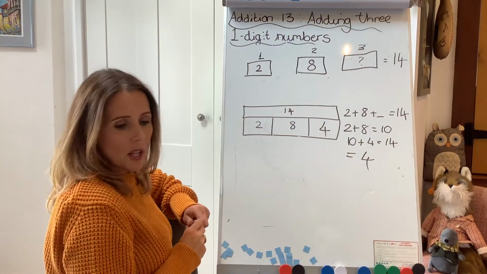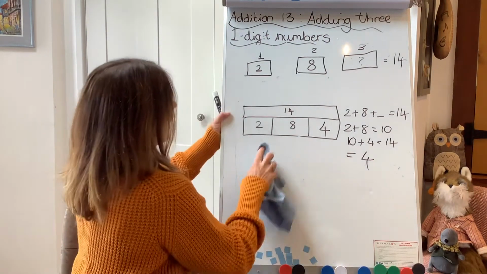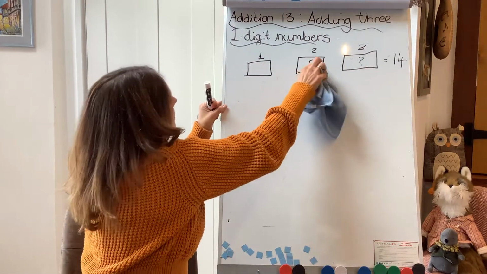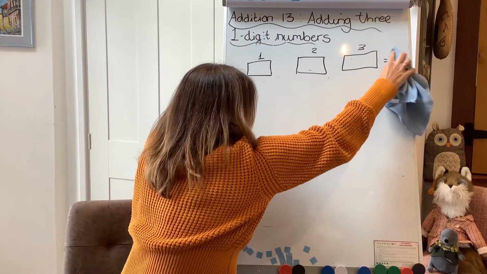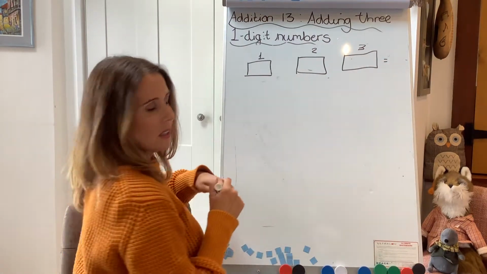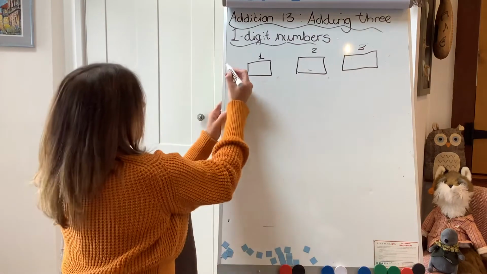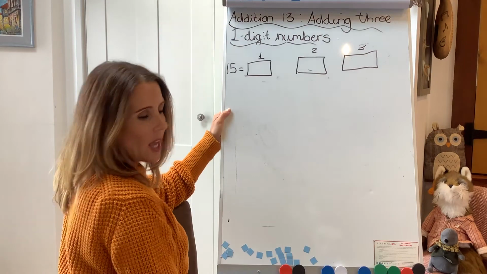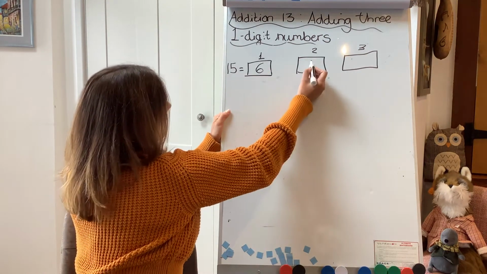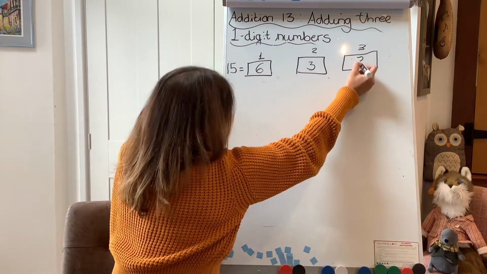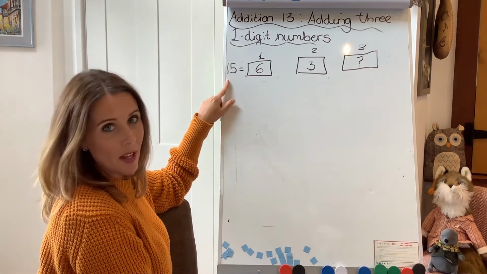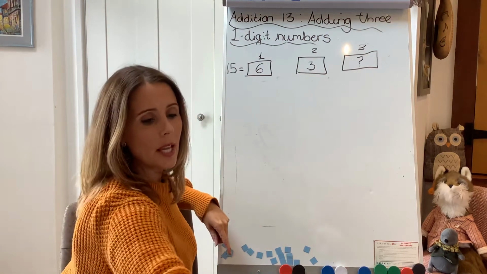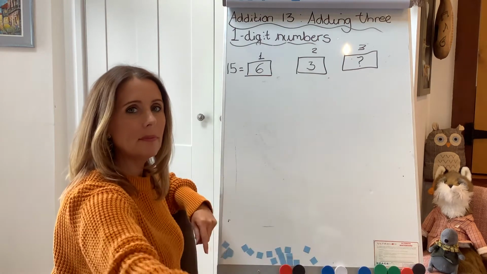Okay. So I would like you to have a turn. This time, there are 3 people who do the swim race. This time Miss is told 15 is the score altogether. The first person she came to scored 6. The next one was 3, but we don't know what the third person scored, but we know altogether they scored 15. How can we work that one out? Pause it and have a go.